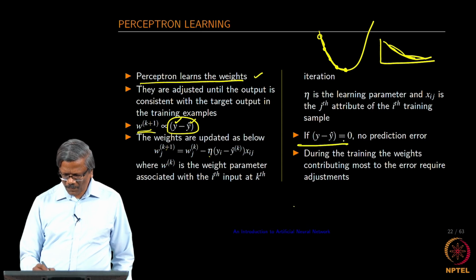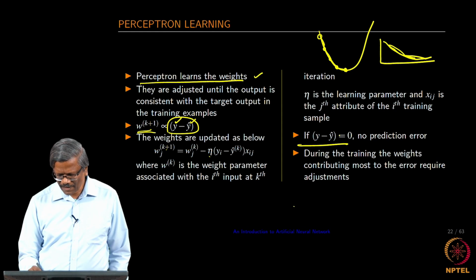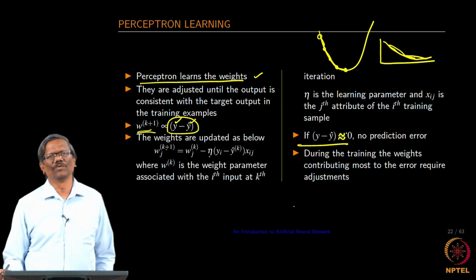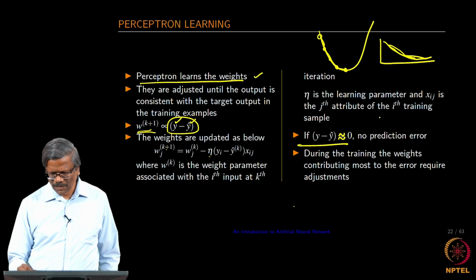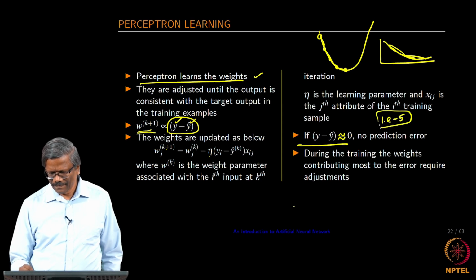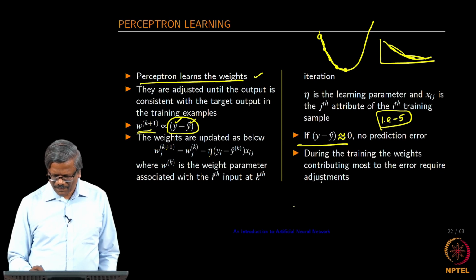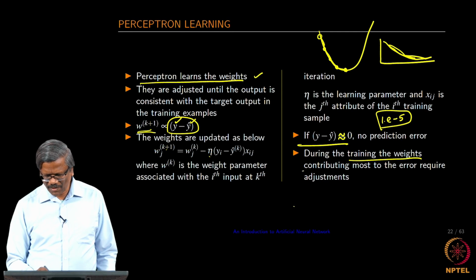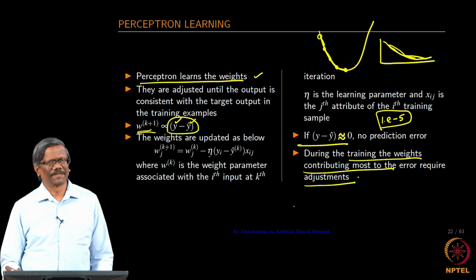So, when y minus y hat is approximately equal to 0, there is no prediction error. That is when we normally set this to 1 into e power minus 5. It is a very small value. During the training, the weights contributing most to the error require adjustments.